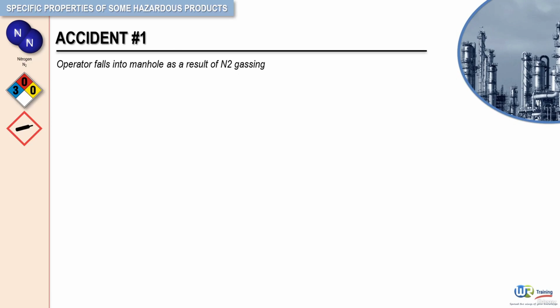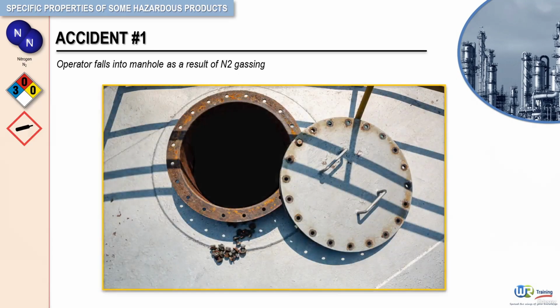In this tragic accident, an operator removed the cover from this manhole completely to take a sample of the atmosphere from the reactor. The reactor was under nitrogen purge at the time. As a result, he became asphyxiated and fell to his death through the open manhole.